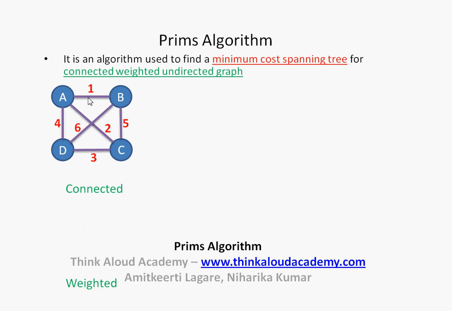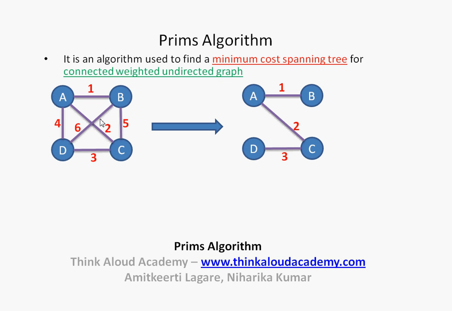This is undirected because you don't see any arrow marks on these edges, which means the length between A to B is same as B to A, or the length between B to C is same as C to B. So this is a connected, weighted, undirected graph. And our aim is to start from this and get something like this. Now this is a minimum cost spanning tree which is obtained for this graph.